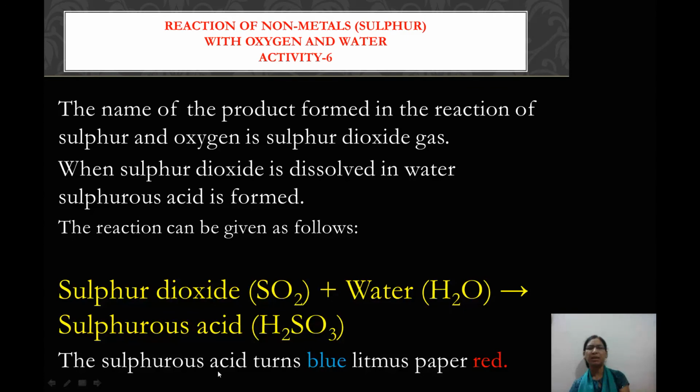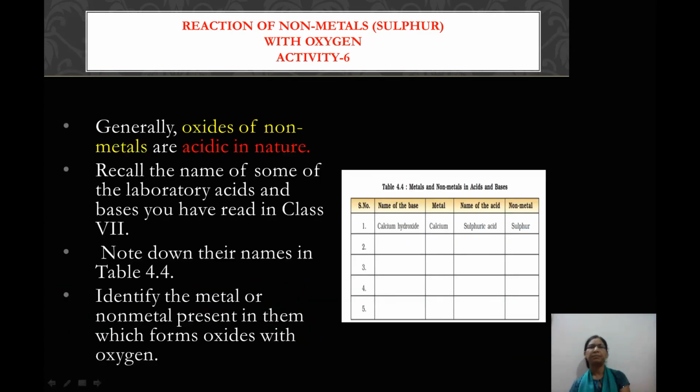The sulfurous acid turns blue litmus paper red. Generally, oxides of non-metals are acidic in nature. Recall the name of some of the laboratory acids and bases you have read in class 7. Note down their names in table 4.4.